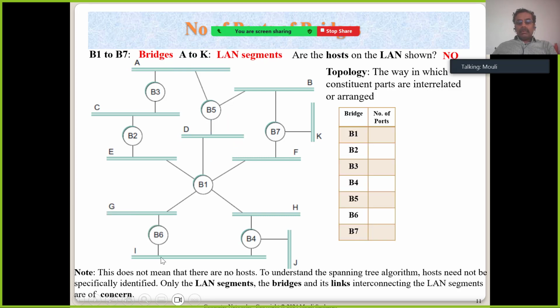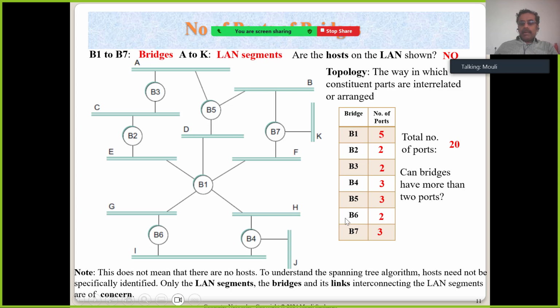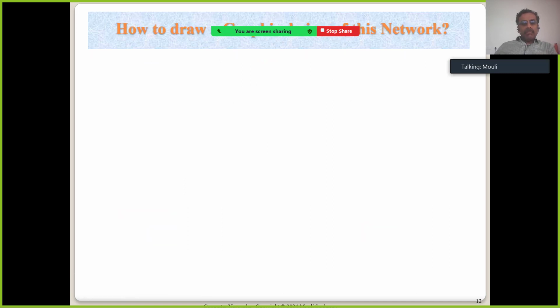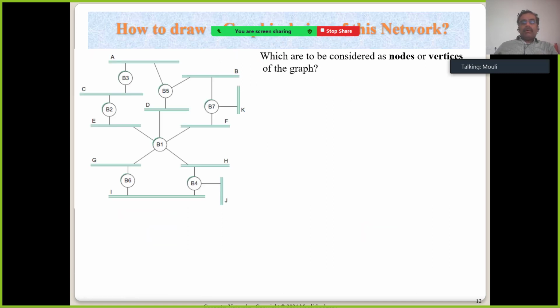Now, bridges and number of ports. How many ports are there is very obvious. I don't think we need a quiz for it. So a total of 20 ports. It doesn't matter. Can bridges have more than two ports? Yes. Going forward, we are assuming that bridges can have more than two ports. Now, how am I going to form a tree? First of all, we have to form a tree, then we have to make it a spanning tree.